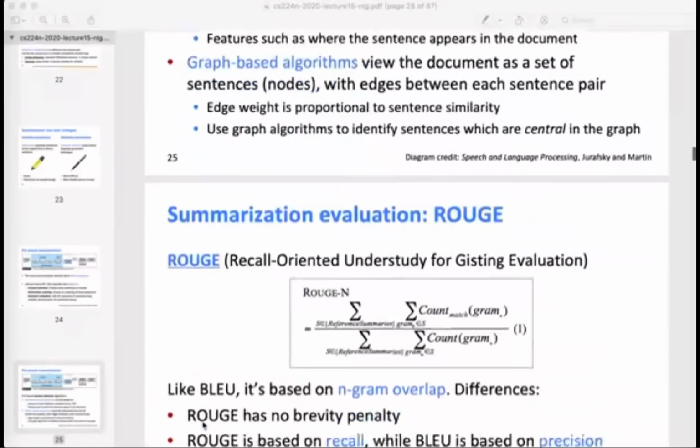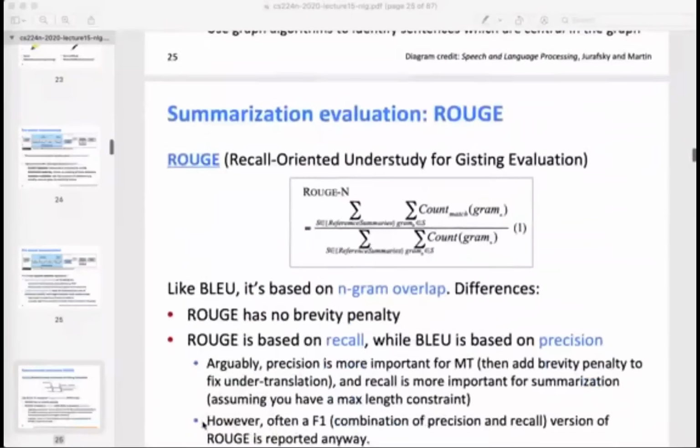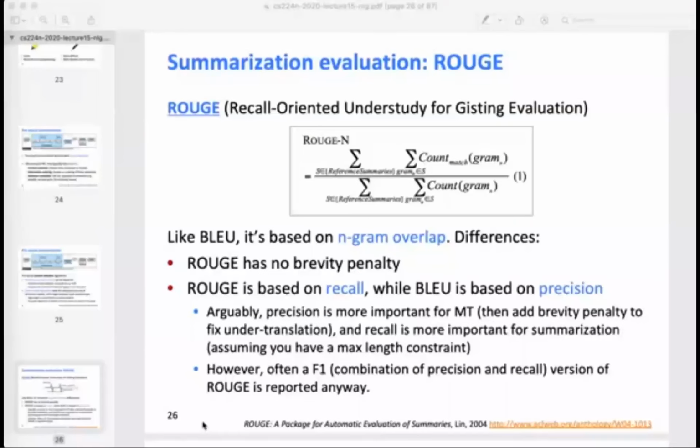ROUGE is a very important evaluation metric for summarization. ROUGE stands for recall-oriented understudy for gisting evaluation. Like BLEU score, it's based on n-gram overlap, and the researchers probably named it ROUGE because they wanted to match it with BLEU. The difference is that ROUGE has no brevity penalty, and ROUGE is based on recall, while BLEU is based on precision.